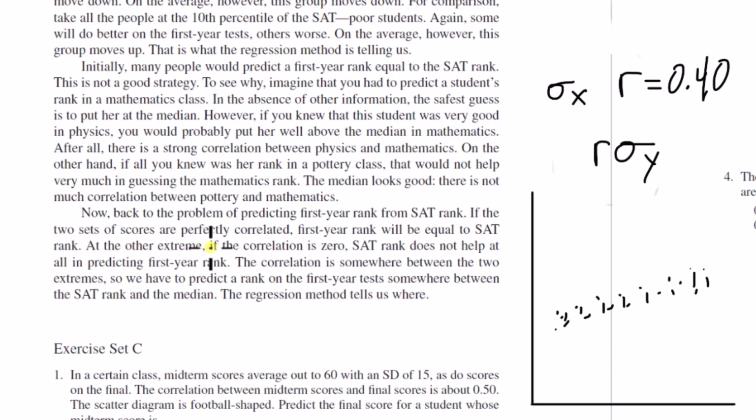If the two sets of scores are perfectly correlated, first-year rank will be equal to SAT rank. Well, that makes it seem like your performance on the SAT relative to your performance in first-year GPA is based on the correlation coefficient. I mean, that's exactly what they're saying here. If it's a perfect correlation, then your rank won't drop or be affected, because they did talk about how if you had a lower rank in regards to the SAT, then on average you're going to have a higher rank relative to GPA. But your performance is affected by the correlation coefficient.